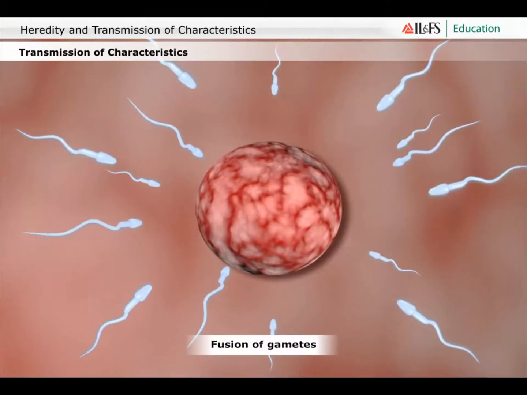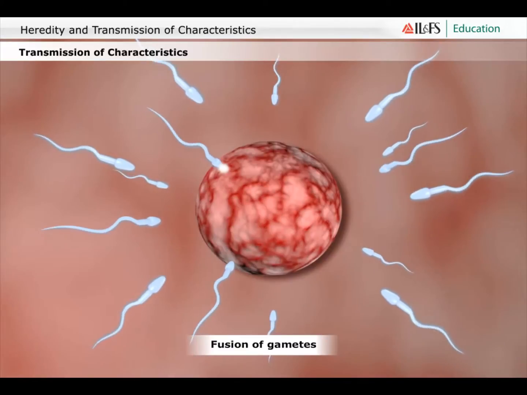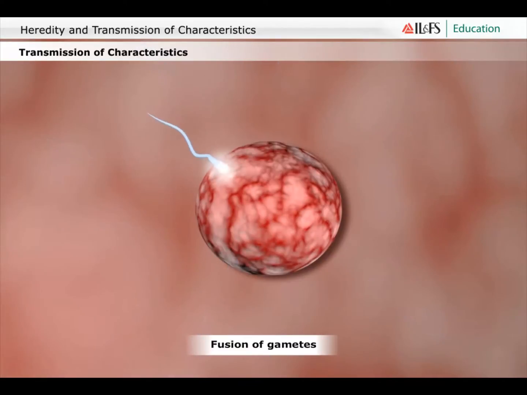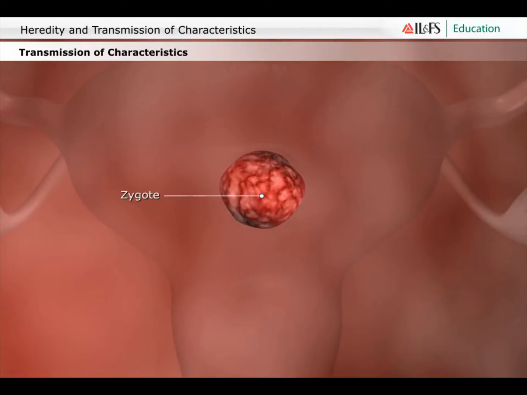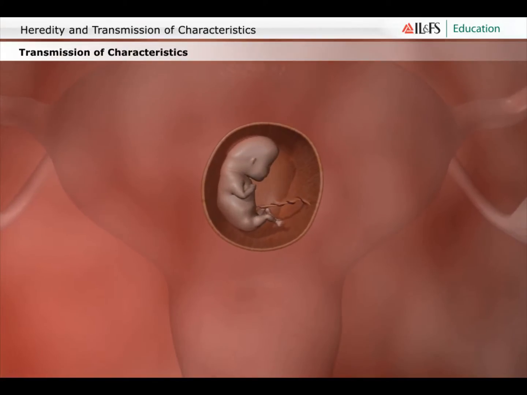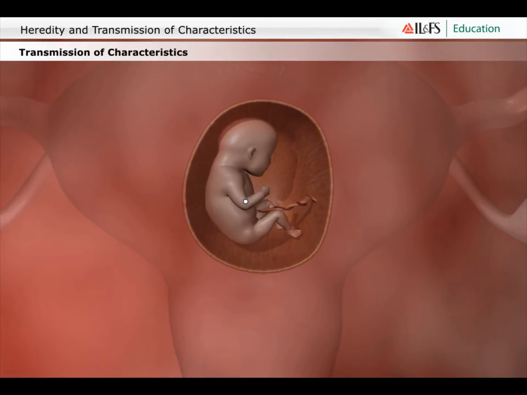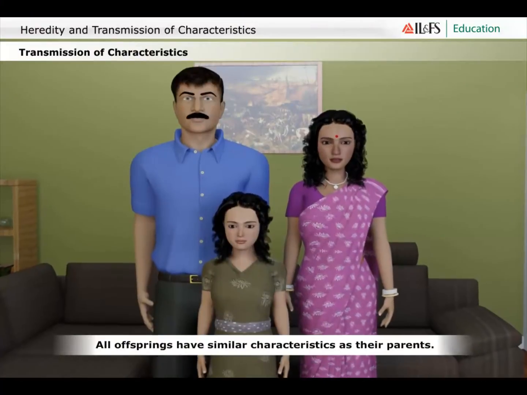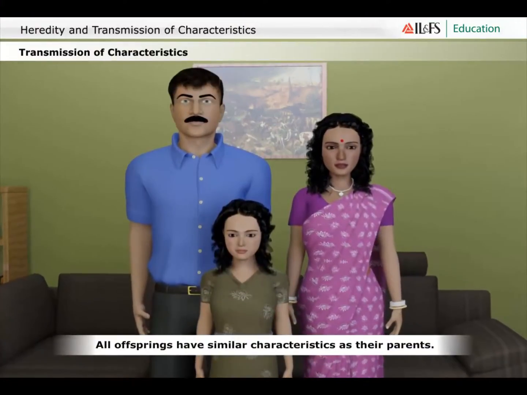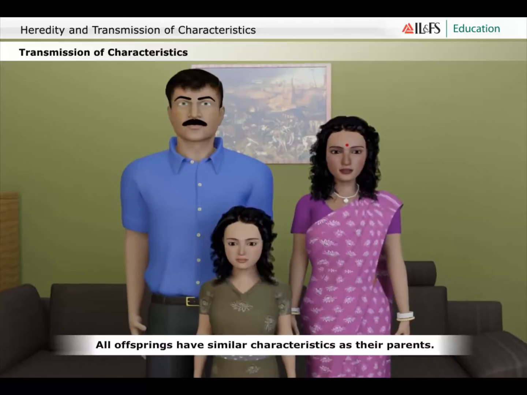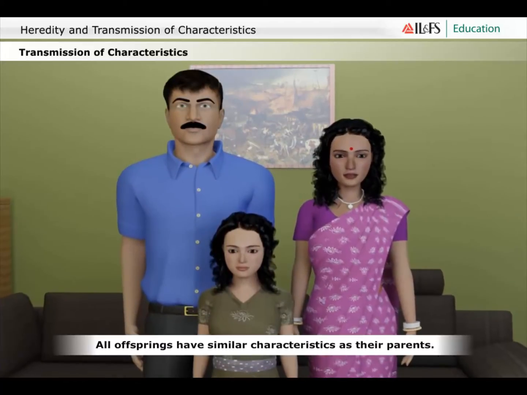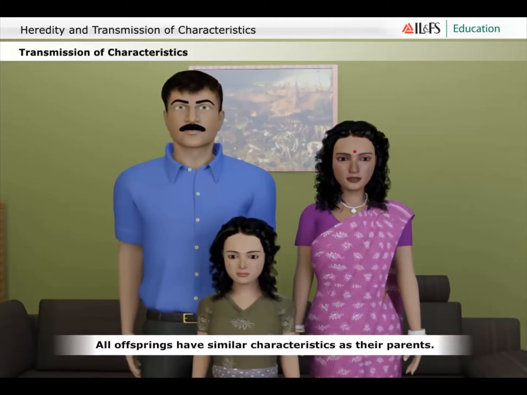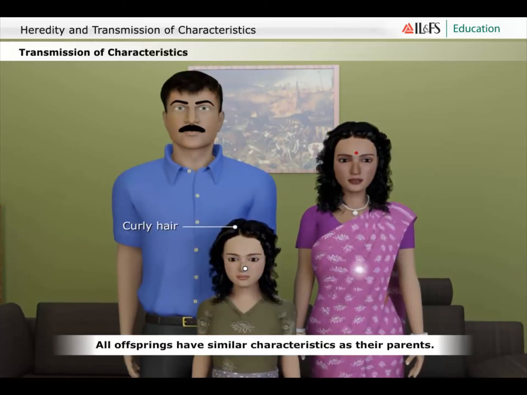When fusion of the gametes occurs, both the paternal and the maternal genetic material transfer to the zygote. The zygote with these genetic materials gradually develops into a young one. This is the reason that offspring show similarities to their parents. You can see the girl here has a fair complexion, like her father, and curly hair and pointed nose, like her mother.